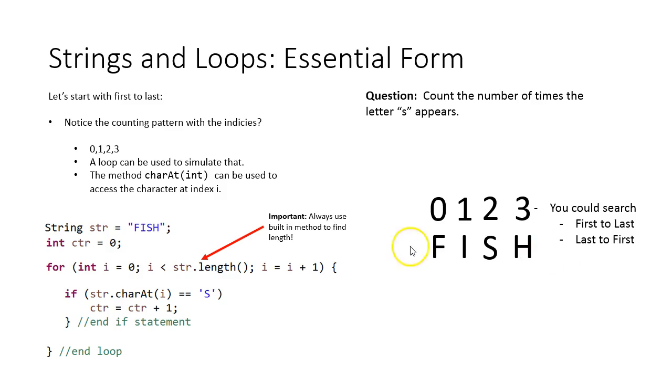It's really important. Instead of i less than str.length, I could put i is less than 4. But I always want to use the built-in method to calculate the length of the string. Because right now we're figuring out the number of s's in the word fish, but maybe it's a different word that has a different length. So if I change the word str, Java will account for the change in length. You always want to use the built-in length method to calculate the length of a word. Never actually count it yourself and put it in.